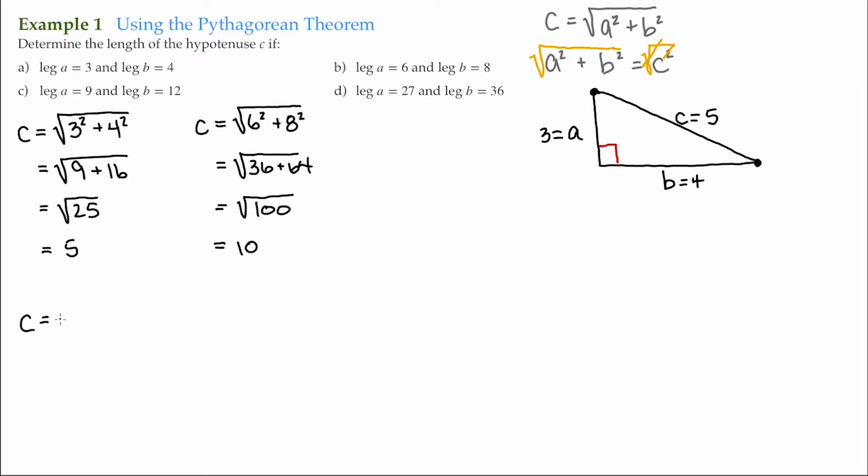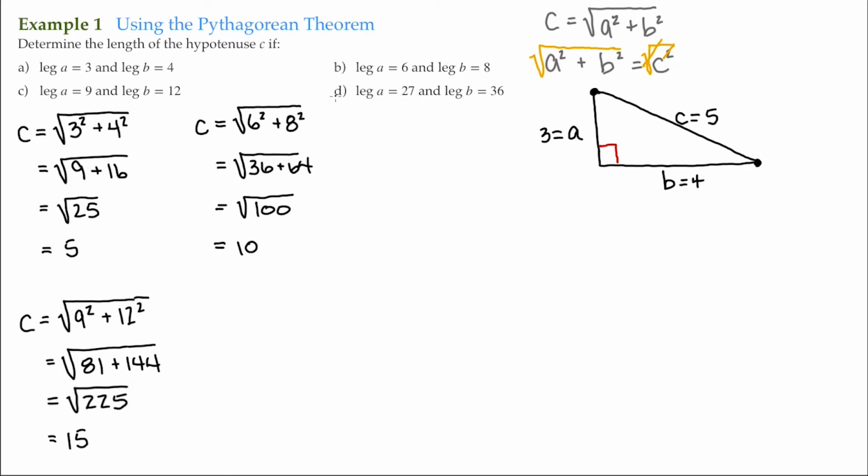We have c is equal to the square root of 9 squared plus 12 squared. That's the square root of 81 plus 144. That's the square root of 225, which is 15. And don't forget to use your calculator. You can certainly use your calculator, obviously, as these square roots come into play.